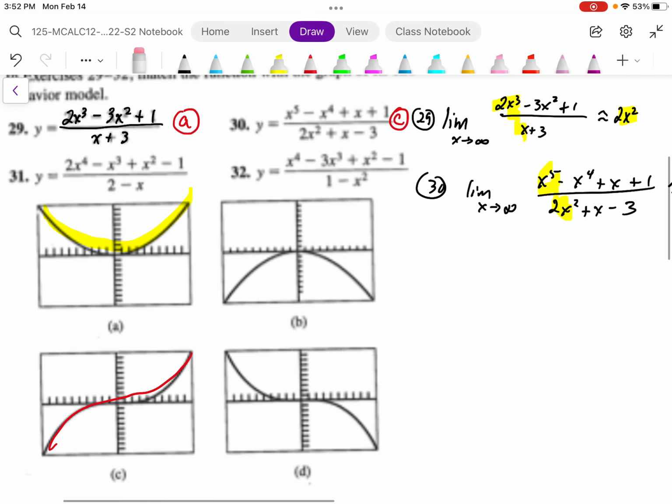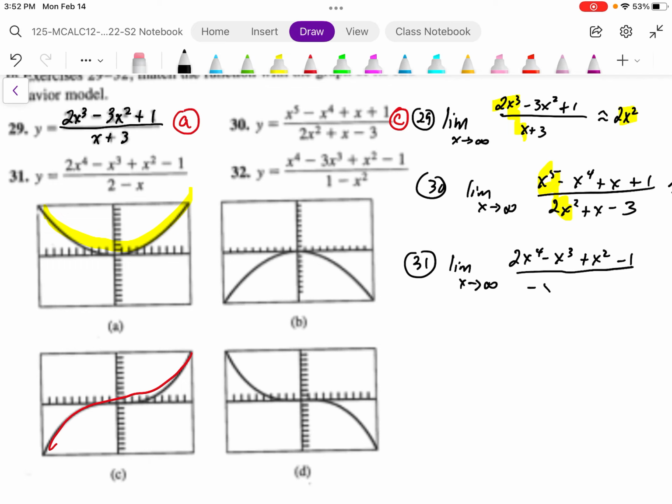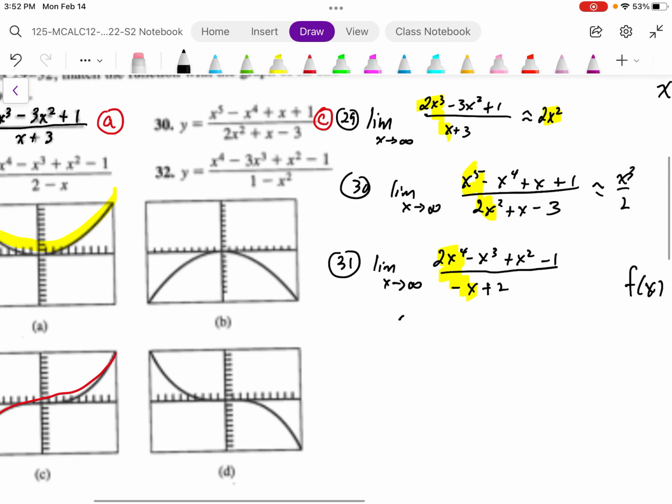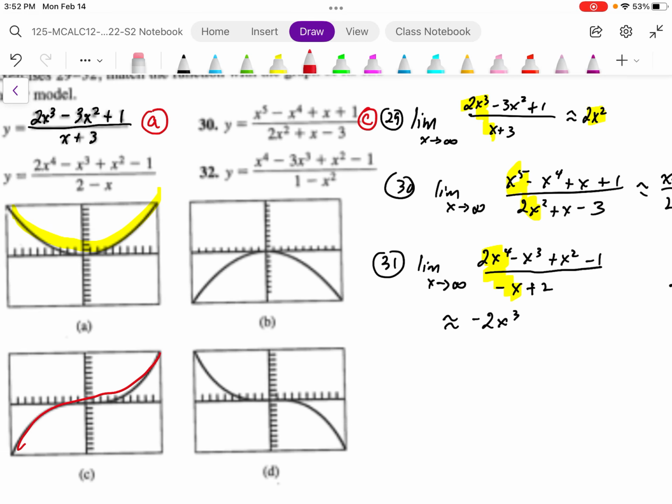And then looking at number 31, do the same thing. We can do the limit as x approaches infinity of 2x to the power 4 minus x cubed plus x squared minus 1. All that stuff is not really relevant to this. I'm going to write this as negative x plus 2. And then comparing, looking at the highest powers in the numerator and denominator, I can see that this is essentially going to behave like a negative 2x cubed function. Well, the negative 2x cubed function looks like it's going to be this one here. Okay, it's a negative cubic function, so that's going to be matching D. So this will match D.